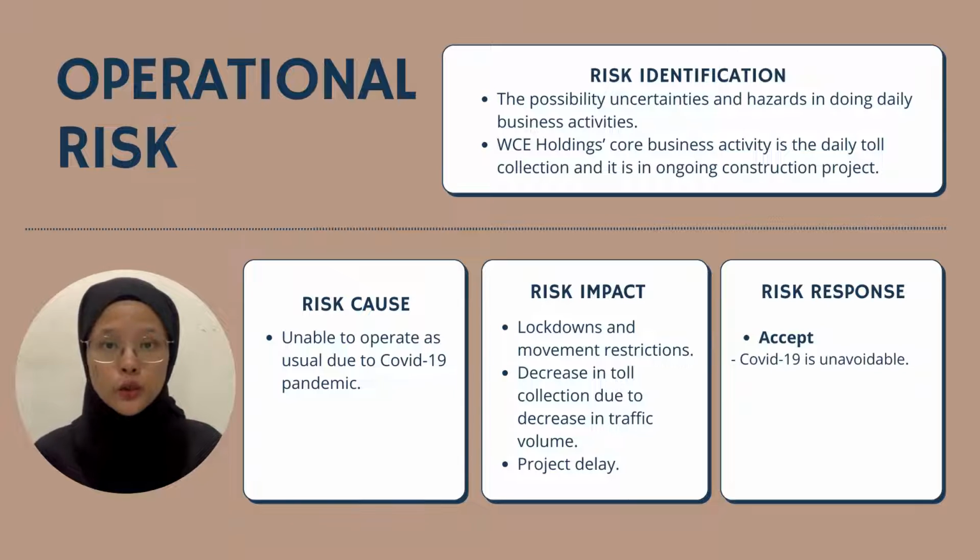In the case of WCE Holdings, its core business activity is the daily toll collection, and besides, it also has an ongoing project. The risk arose due to COVID-19, which caused the company's failure to operate its activities as usual. The impact of this risk is that the government had to impose lockdown, which led to movement control restriction. Due to that, the traffic volume decreased, which resulted in a decrease in the company's toll collection as well as its revenues too. Other than that, the construction had to be paused, causing it to be delayed 6% behind the schedule.